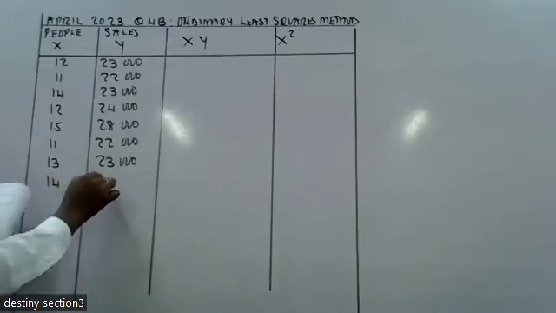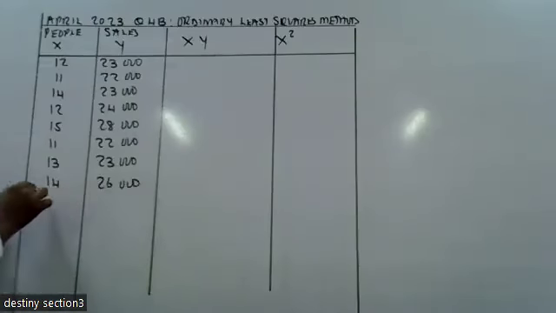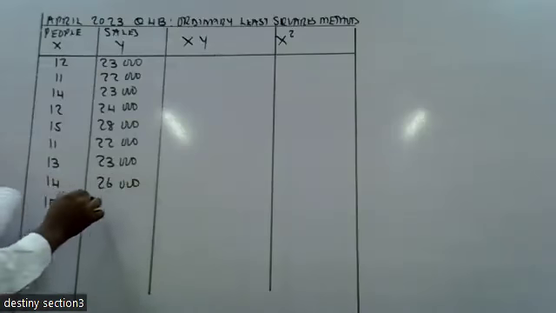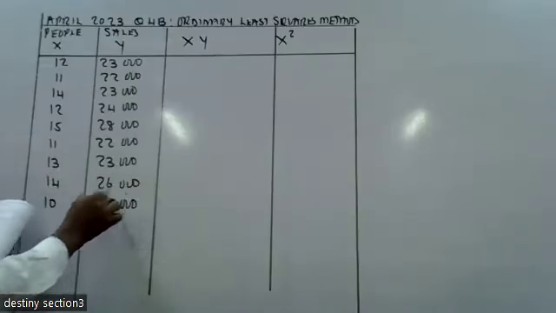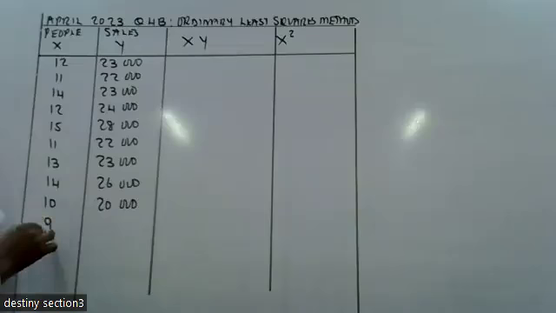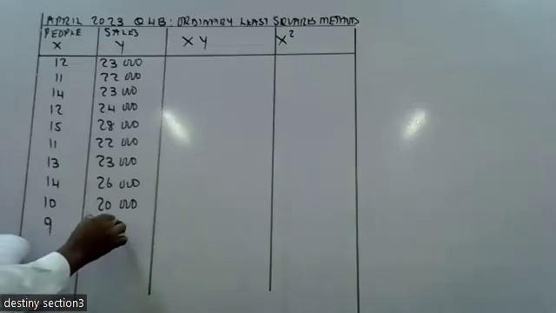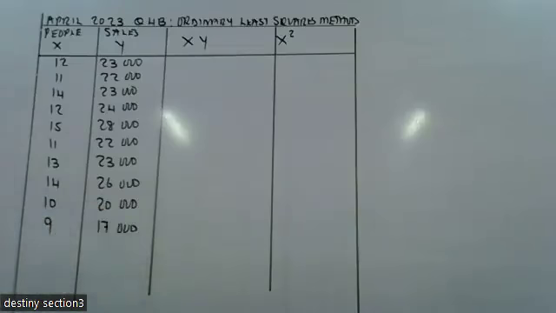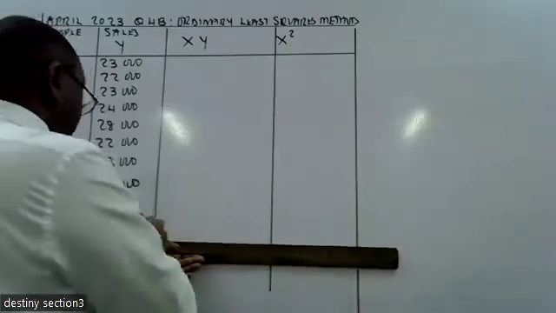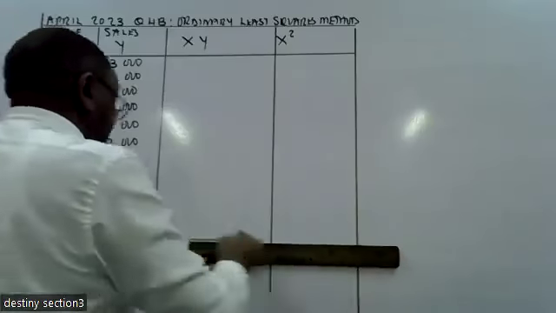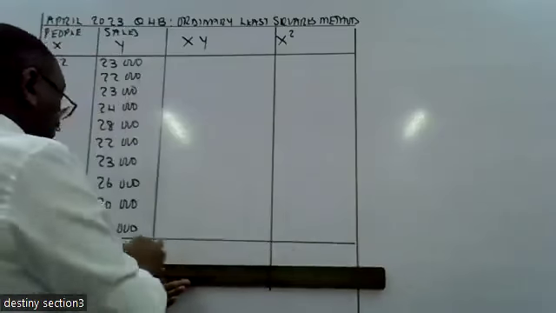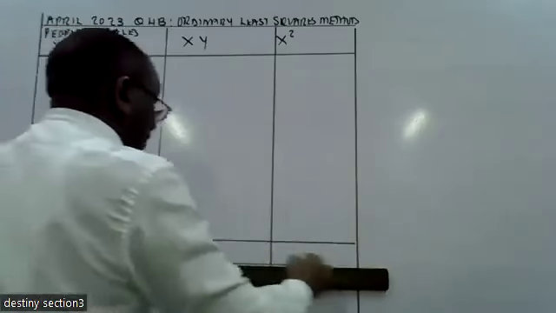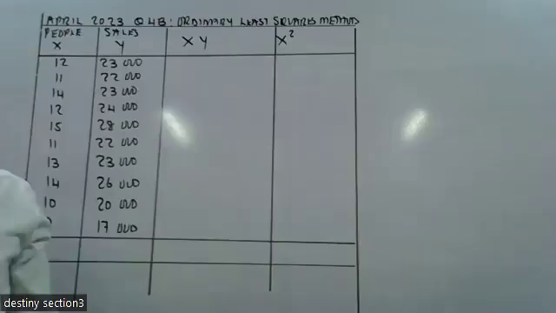14 and 26,000. 10 and 20,000. 9 and 17,000. Those are the values. So once you have been given those values and recorded them that way, what you need to do next is to get to the total.